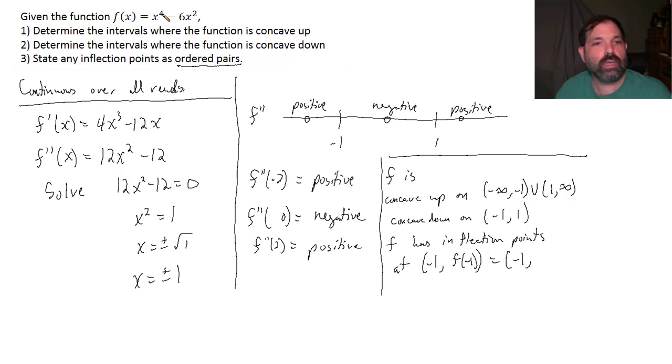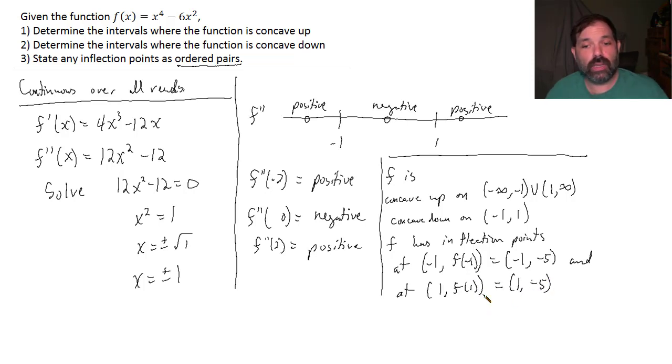Negative 1 to the fourth is 1. Negative 1 squared is 1, so that would be 1 minus 6, negative 5. And at 1, f of 1 would be 1, negative 5. So the curve is concave up on negative infinity to negative 1, or 1 to infinity, concave down on negative 1 to 1, and has inflection points at negative 1, negative 5, and 1, negative 5.